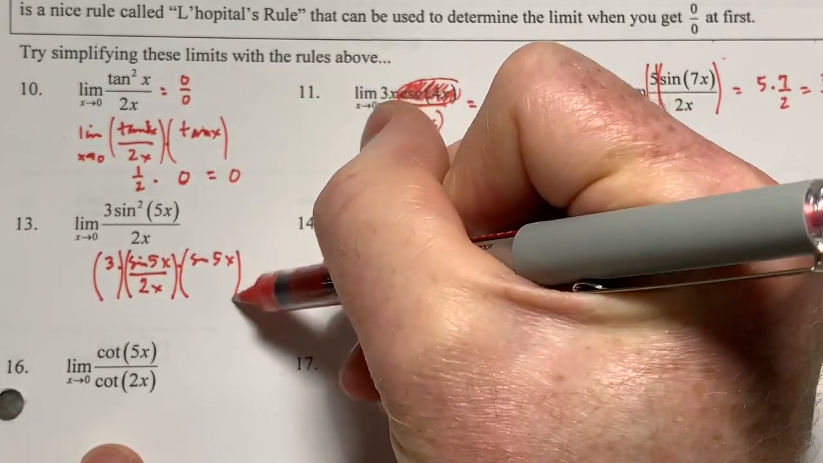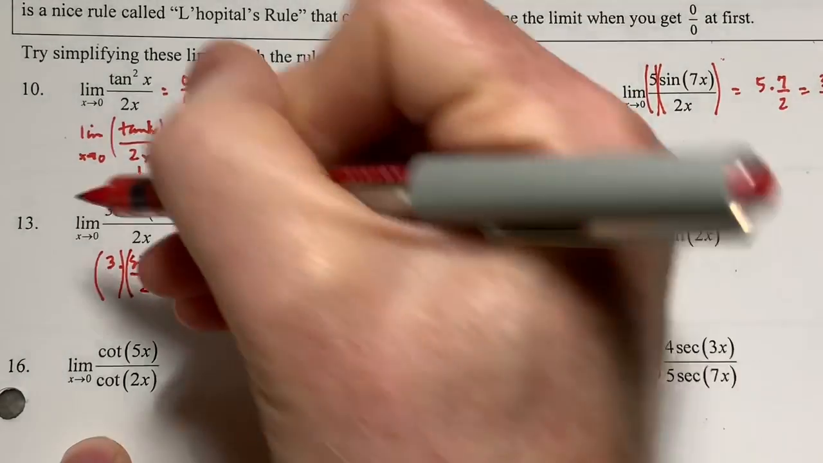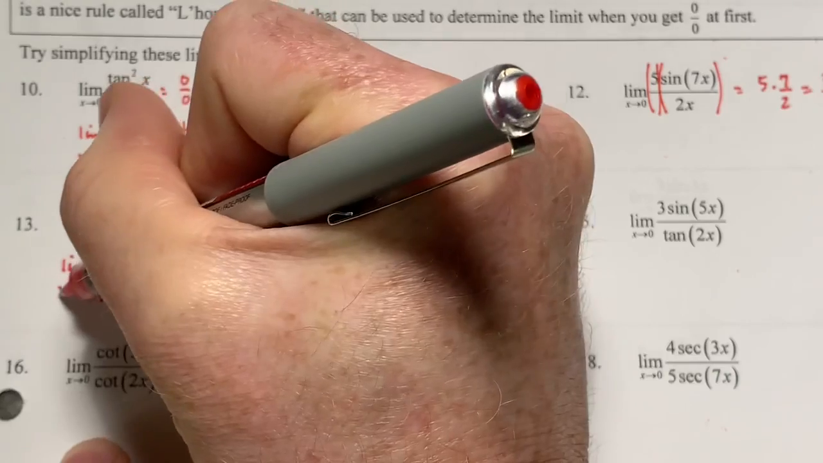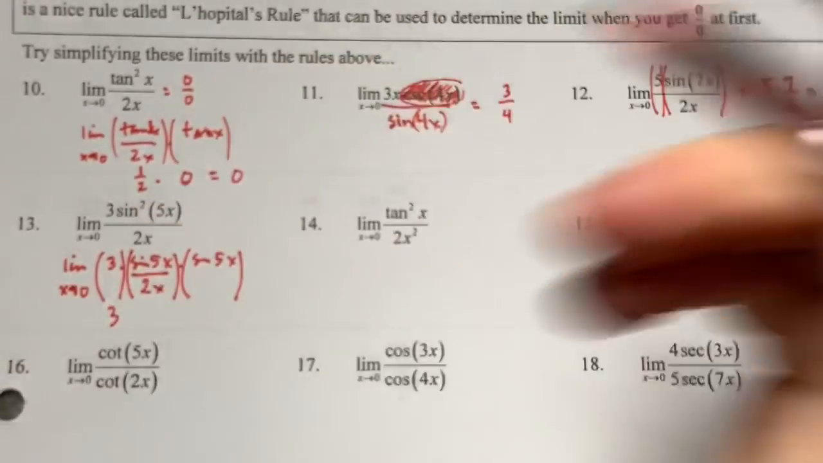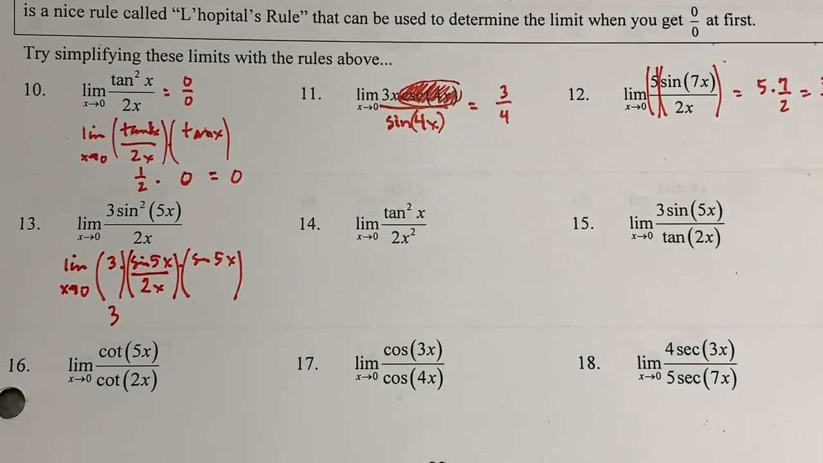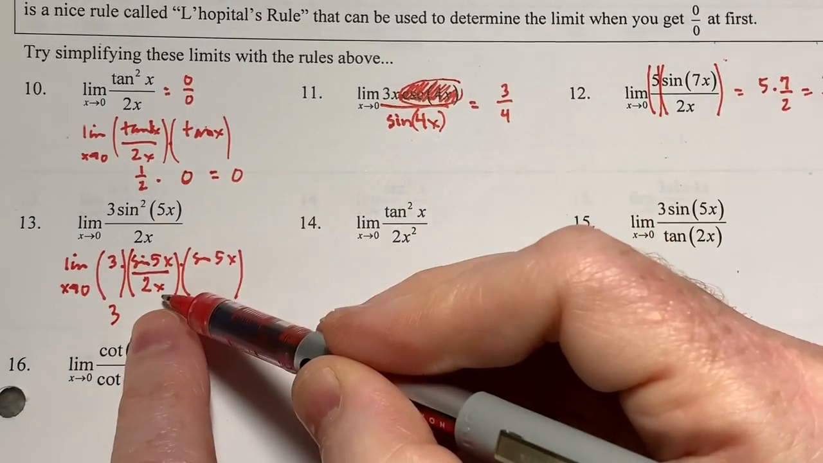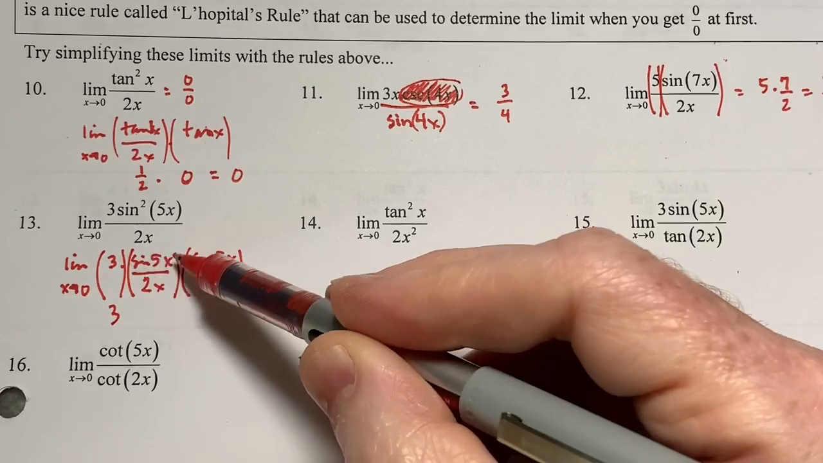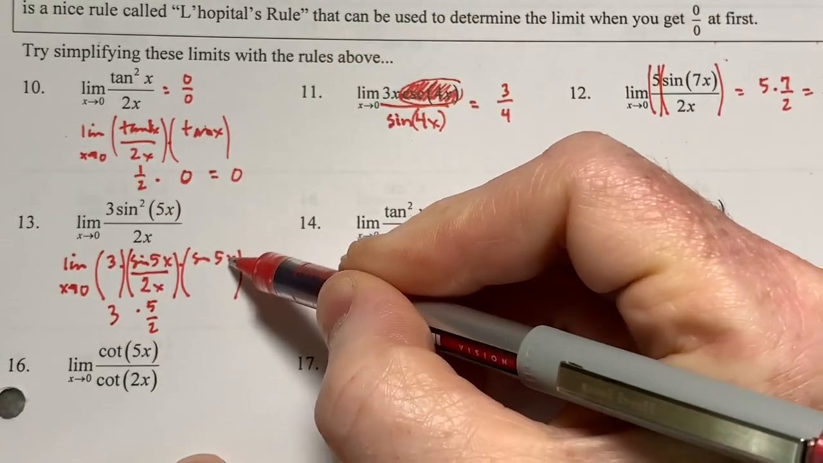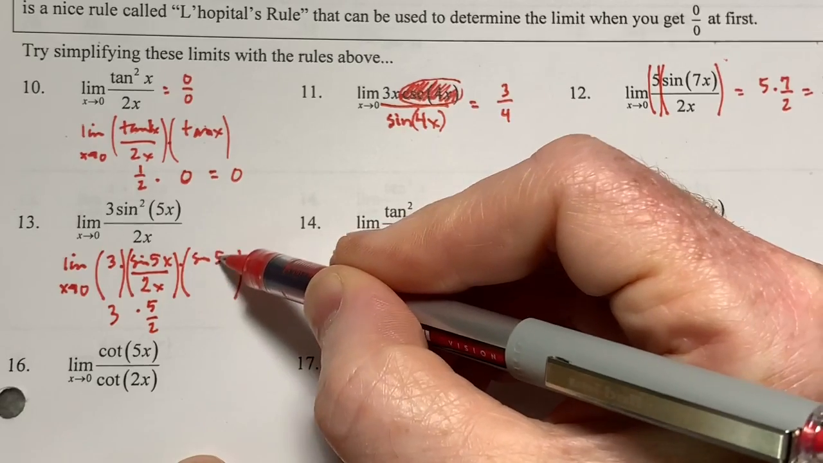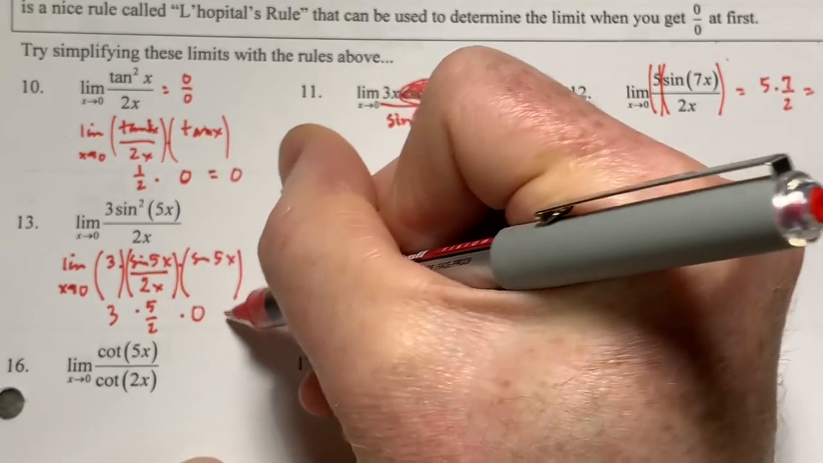Let's check it out. Okay, so I have these 3 functions, and I'm taking the limit of each of these. So the limit of the 3 is 3, right? The limit of the sine of 5x over 2x, that's a rule now, right? Trig something x over something x is 5 halves. And then the limit of this, where I plug a 0 in there, 5 times 0 is 0, sine of 0 is 0. So all of that ends up being a 0.